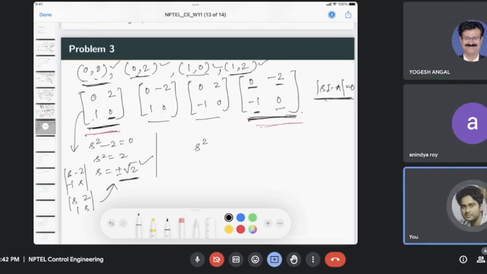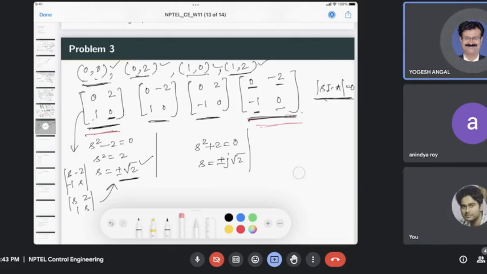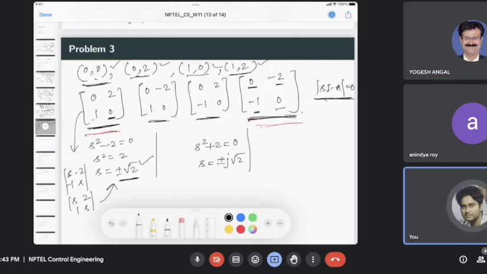So for this second and third case we will see that it is just s square plus 2 equal to 0, or s equal to plus minus j, these imaginary roots. For this imaginary root it will have an oscillating nature, but it is non-repetitive, so it will be at the equilibrium point marginally. For this you can also see the lecture video.